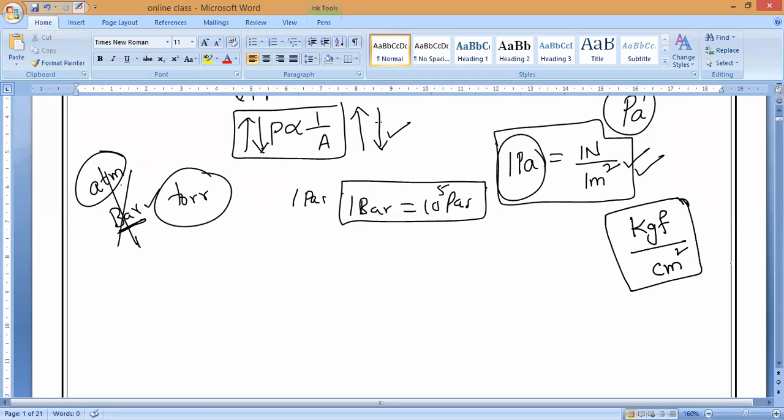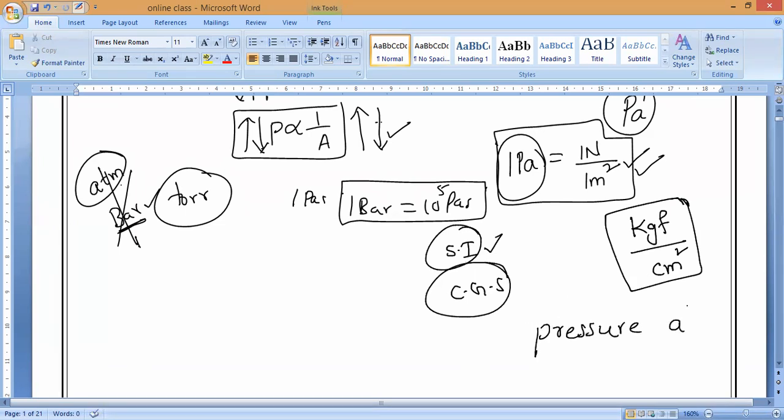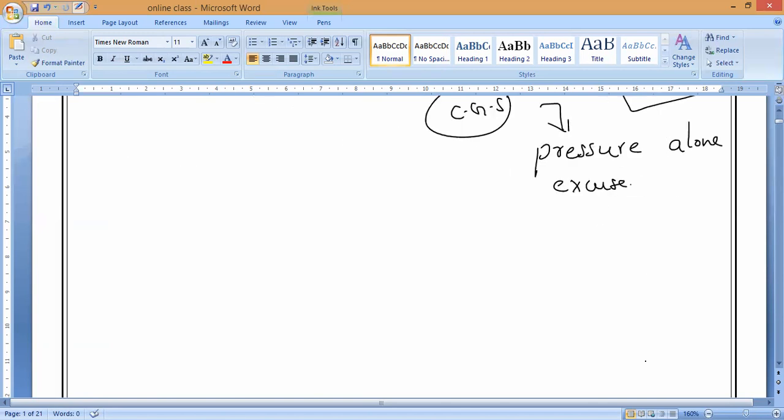Now as I said, always the units should be what? Either all should be in SI units, or all must be in CGS units. Is it yes or no? But for pressure alone we can give an exemption. Observe very carefully. If an extremely large force is acting on an extremely small area, then we can write it as Newton per square centimeter also. Do you understand, everybody, what I'm saying?